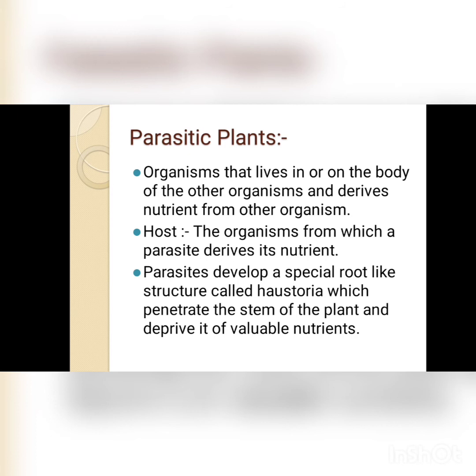Now how do they take the nutrients from another organism? They have a special root-like structure called haustoria, which penetrates into the stem of the plant and takes the valuable nutrients they require. The parasite plants derive the nutrients through this special structure from other plants. Now see the picture. This is the structure of haustoria, and they penetrate the stem of the other plant or organism and take their nutrition.